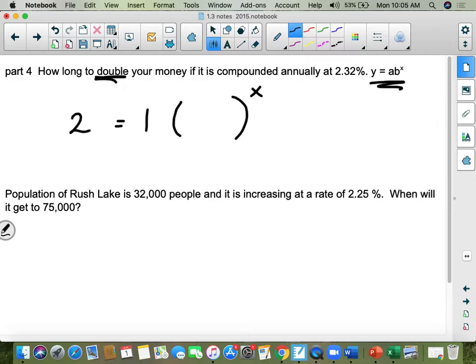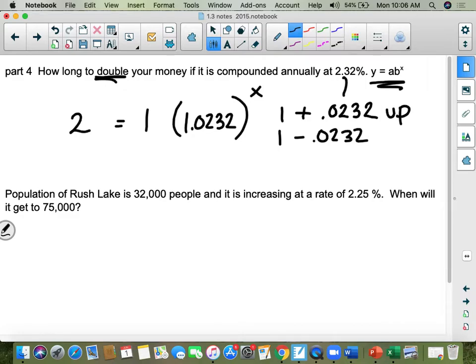If you wanted to know how long it's going to take to double, I've got to change this to 0.0232. I've got to change that to a percent. And I want it to go up. If I want it to go up, I add 1 to that. If I want it to go down or depreciate, I subtract from 1, 1 minus 0.0232. If I want my money to go up, I add it. If I wanted to depreciate, this would go down.